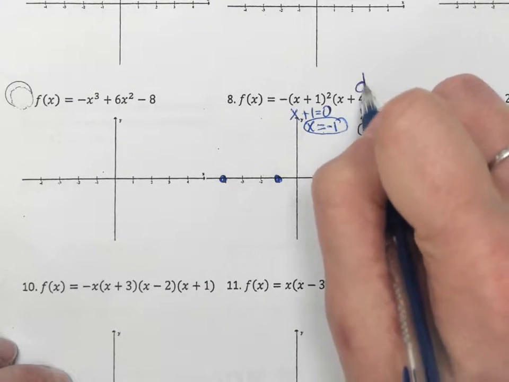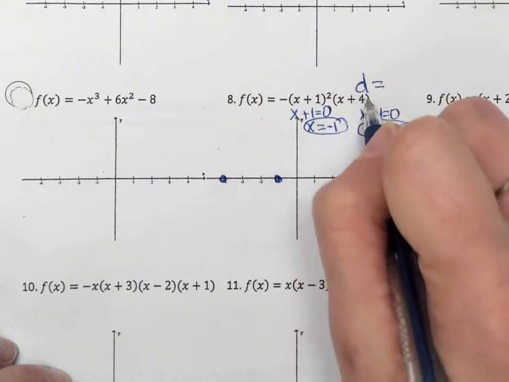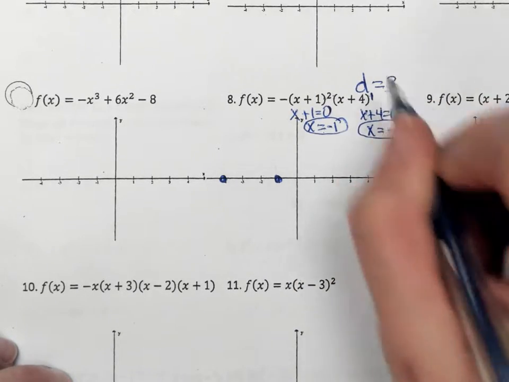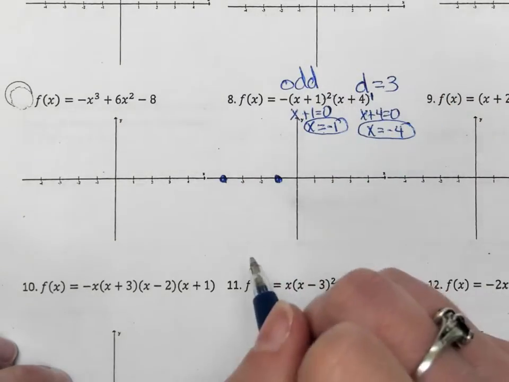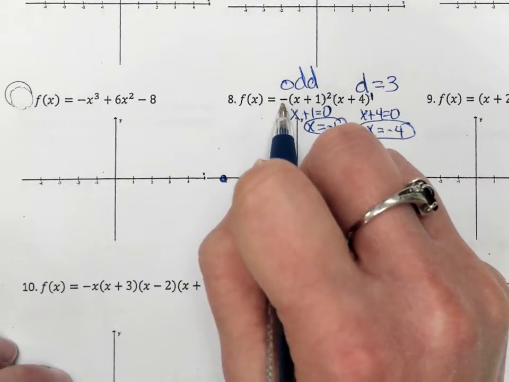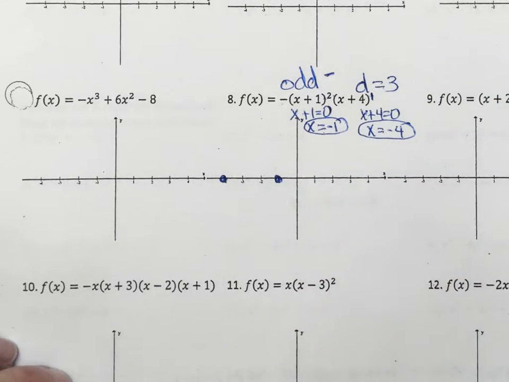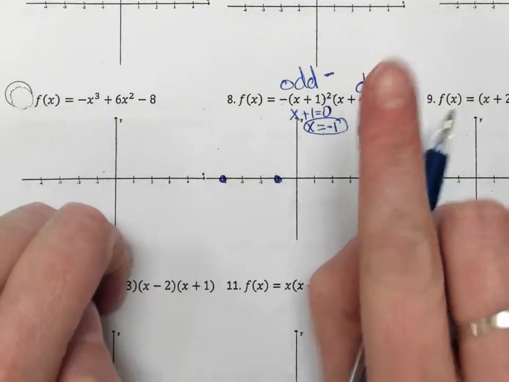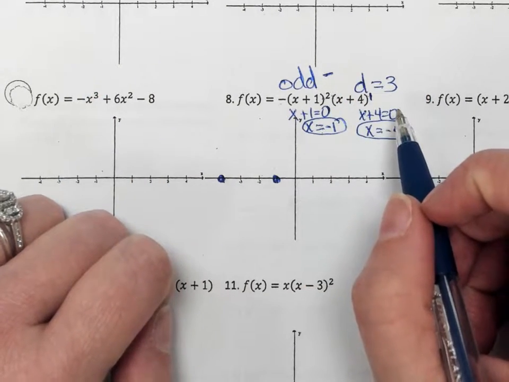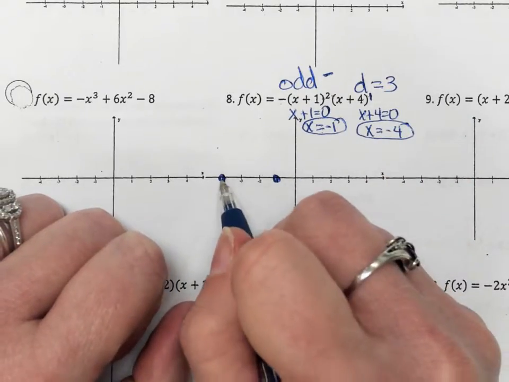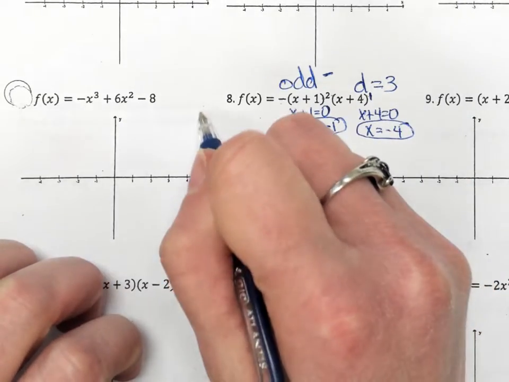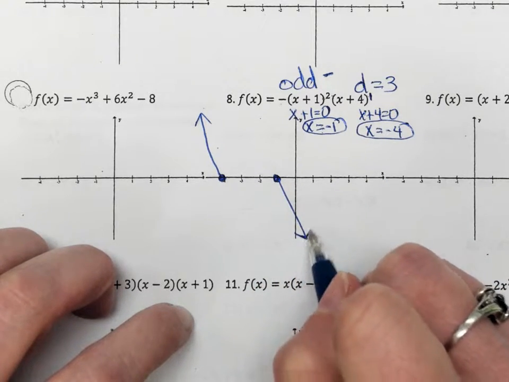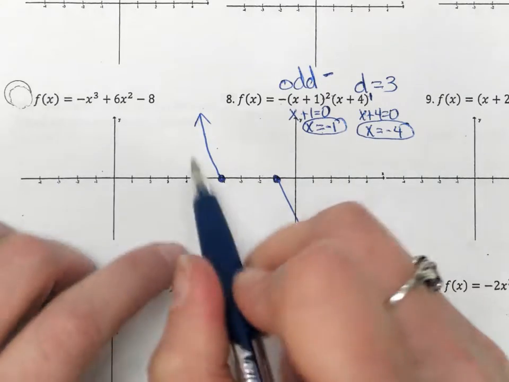Alright, what's my degree? 3. How'd you get it? When they're written in factored form, you add them up. 2 plus 1 is 3. That is odd. And what's my leading coefficient? Negative. Okay. So if it's odd, do they go the same directions or different directions? They go different directions. And if it's negative, what's the first one doing? Up or down? Up. Very good. You should have that cheat sheet that I gave you yesterday. If not, you need to get it out. Alright, here we go. This is 4.